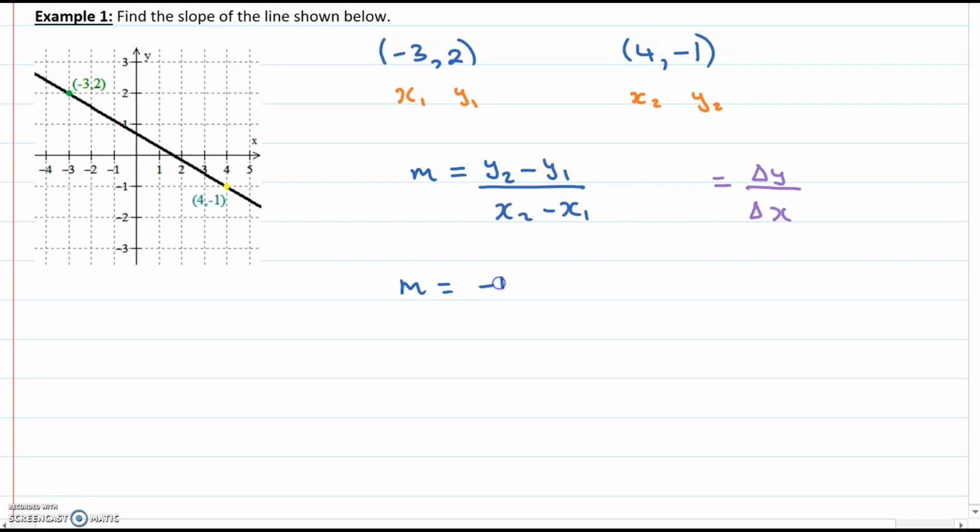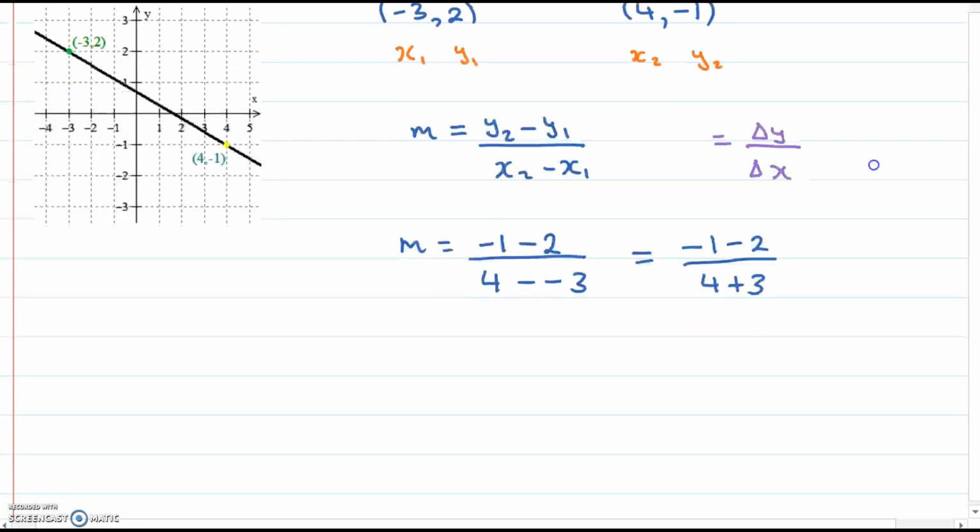y2 is -1, minus y1 is 2, over x2 is 4, minus x1 is -3. Okay, now we have 2 signs coming together here and we do not like that, so let's try and take care of that. So it's going to be -1 minus 2 on top, and 4 minus -3. We don't like 2 signs coming together. 2 minuses coming together is the same as a plus, so that's 4 plus 3. So that's really what's going on there.